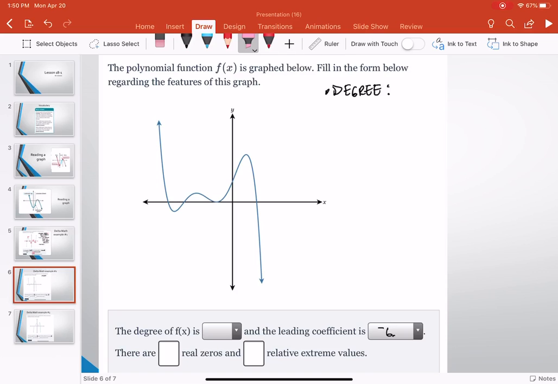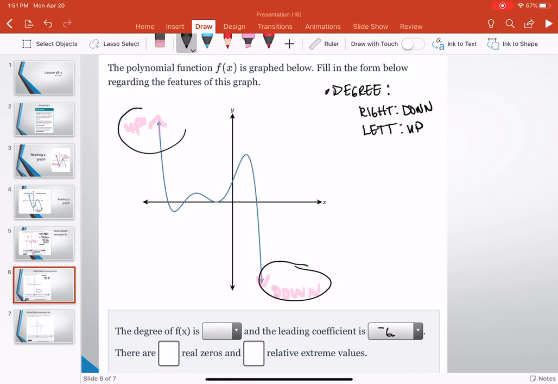All right, so let's look at the end behaviors here. This one is up and this one is down. So let's look at the right side. Always look at the right side first. It is down, and the left is up. This is right, this is the left side. So this is an odd degree polynomial. Okay, and let's look at the leading coefficient, if it's negative or positive.